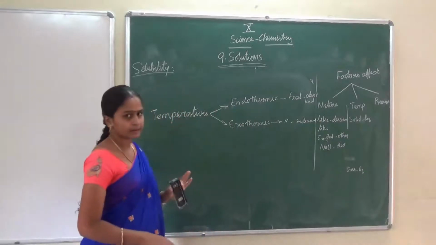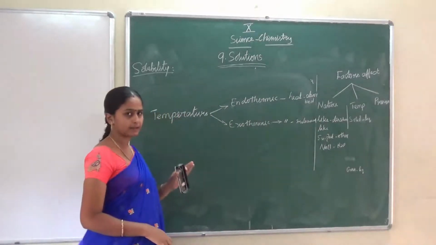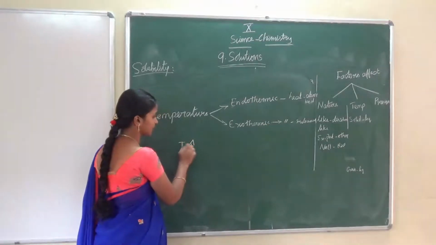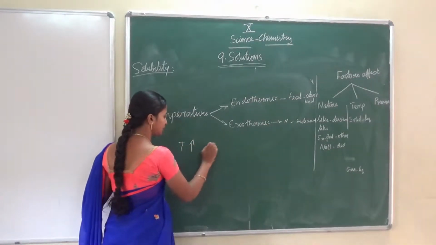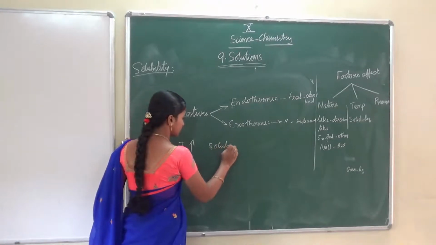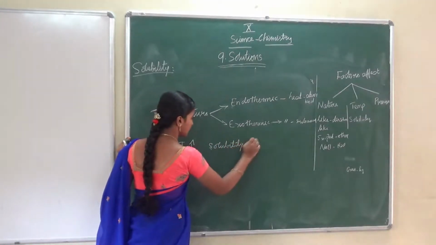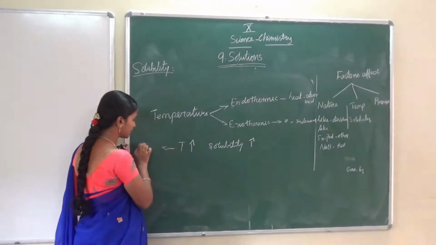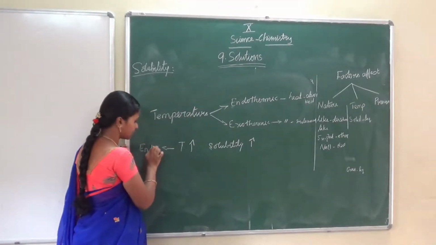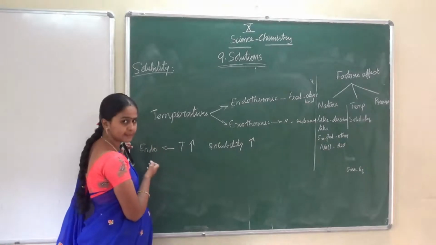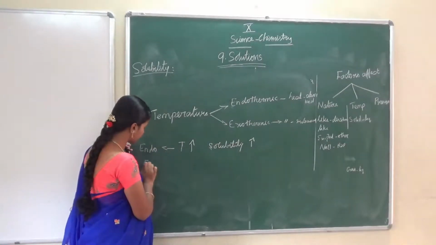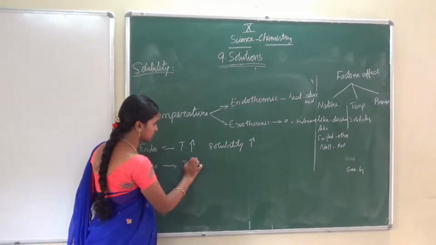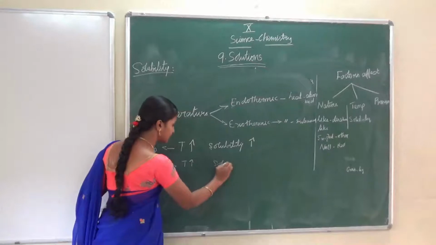In a particular reaction where heat is needed, when you are increasing the temperature, the solubility will also increase. In which condition is it? It is for endothermic reactions, where heat is absorbed, where heat is needed. For an exothermic reaction, when you are increasing the temperature, the solubility will decrease.